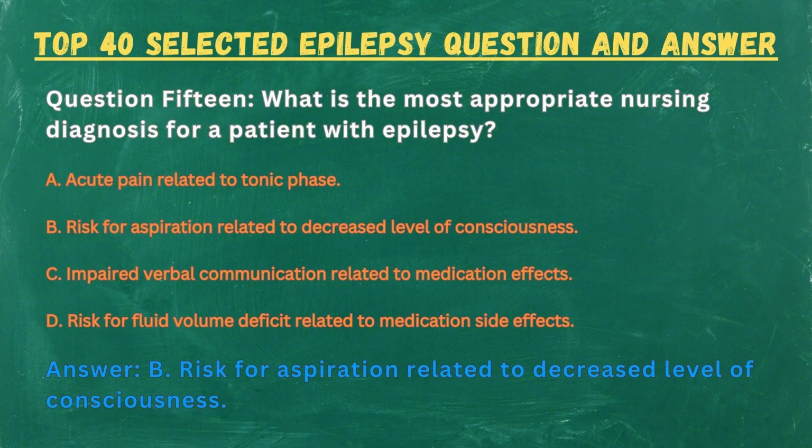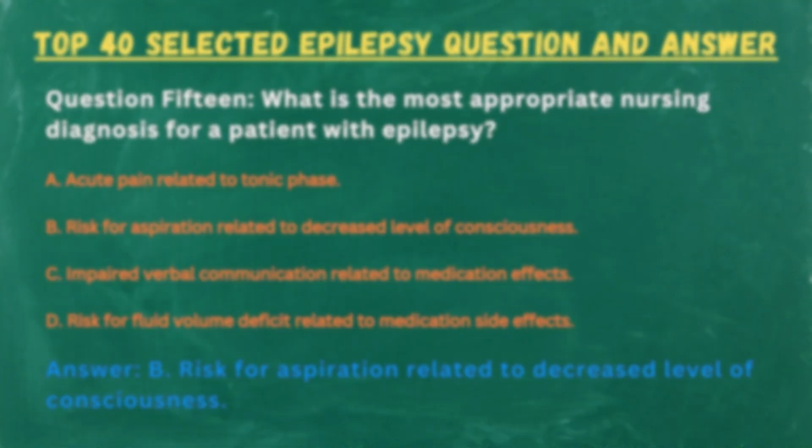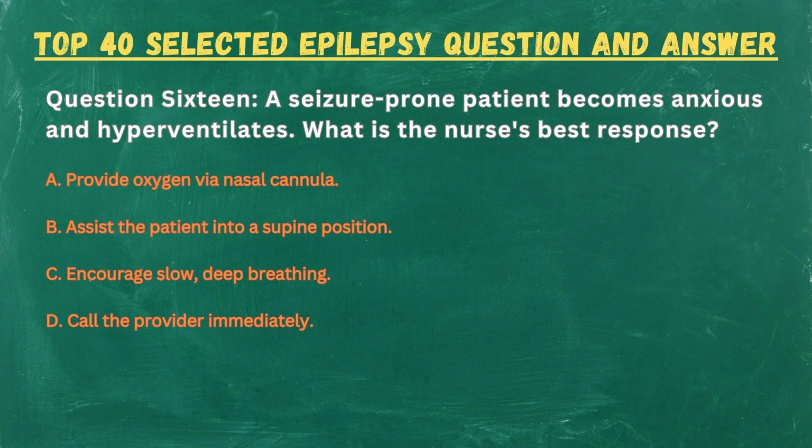Answer: B. Risk for aspiration related to decreased level of consciousness. Question 16. A seizure-prone patient becomes anxious and hyperventilates. What is the nurse's best response? A. Provide oxygen via nasal cannula. B. Assist the patient into a supine position. C. Encourage slow, deep breathing. D. Call the provider immediately.